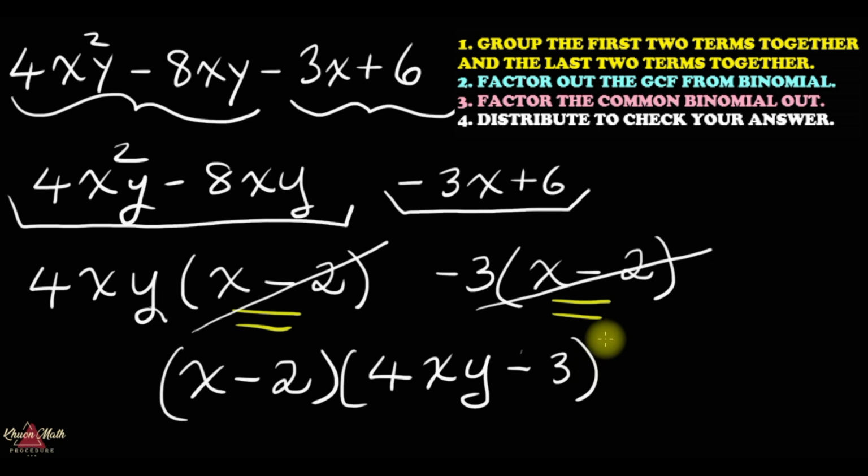And then you can check it by multiplying these two binomials. And it comes out to 4x squared y minus 8xy minus 3x plus 6. Then you know that you have the right answer.